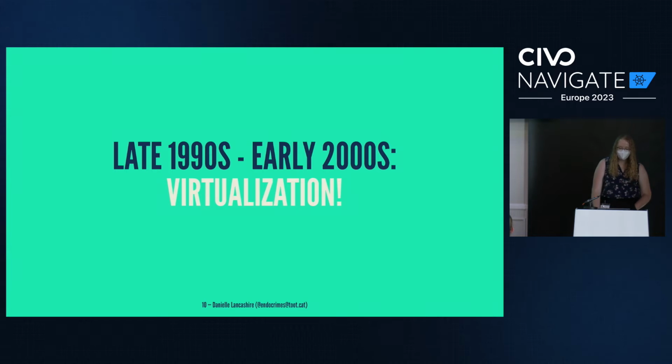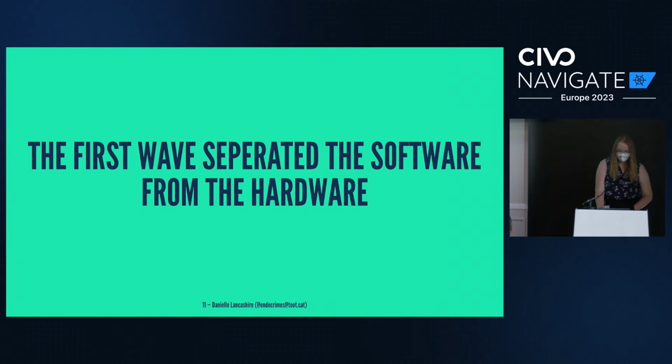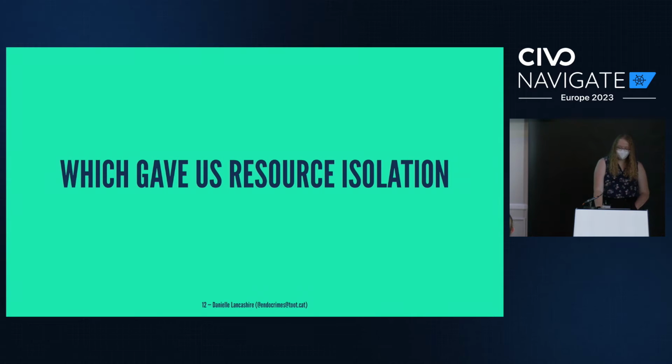But then, in the late 90s and early 2000s, we got a great piece of technology that changed the world: virtualization. And this gave us progress in a bunch of different waves. The first separated the software from the hardware. You no longer were targeting the exact specific machines you were going to deploy to. You targeted the virtualization platform, and that gave us a bunch of resource isolation. For the first time, you could deploy multiple apps to the same server and have some vague idea that they weren't going to be fighting each other too much.